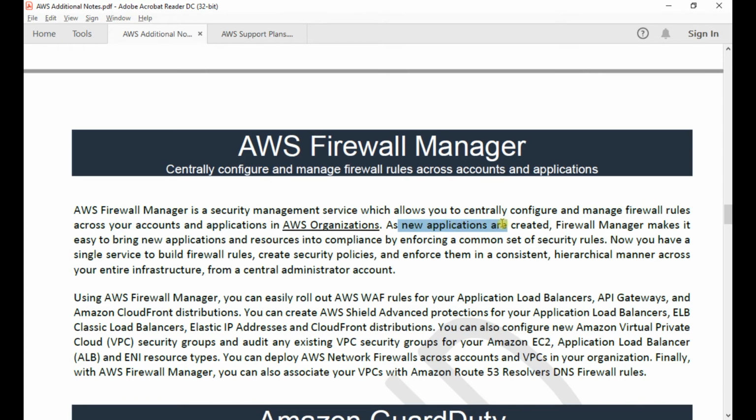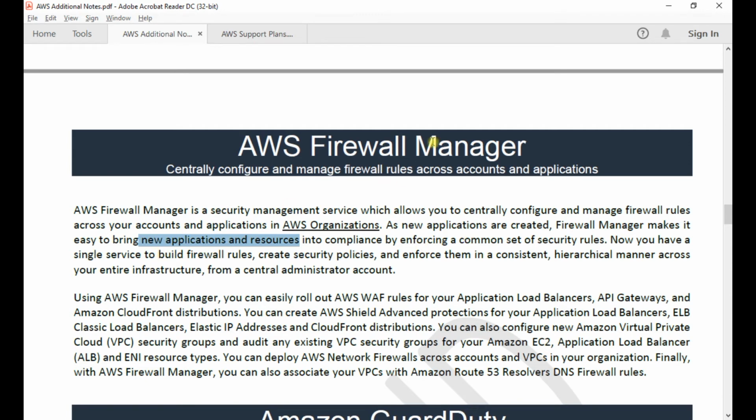As new applications are created, because every department has their own accounts, Firewall Manager makes it easy to bring an application under protection. It is like a firewall to the entire organization, like a gateway. You can also compare it to what we generally use, like Cyberoam or ASA firewalls. The same thing across your organization, a dedicated firewall which manages and configures rules across accounts and applications. I hope this is clear.